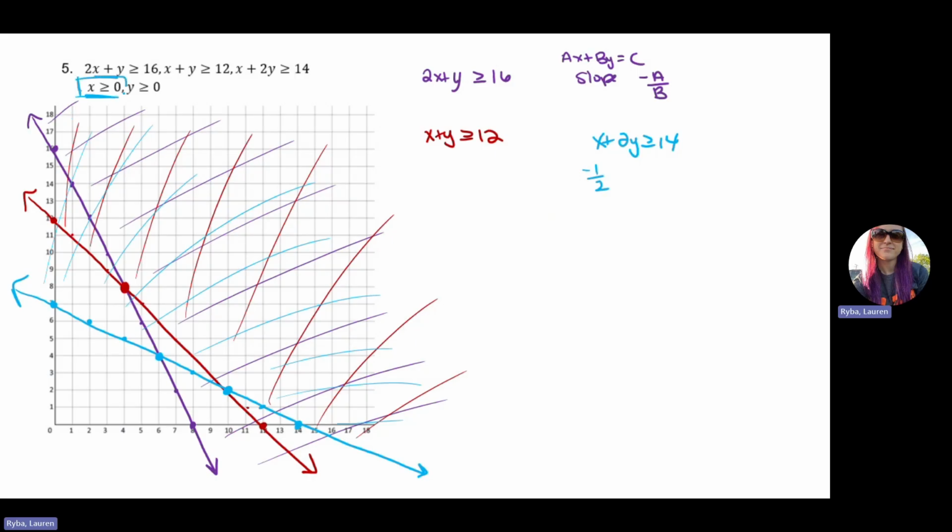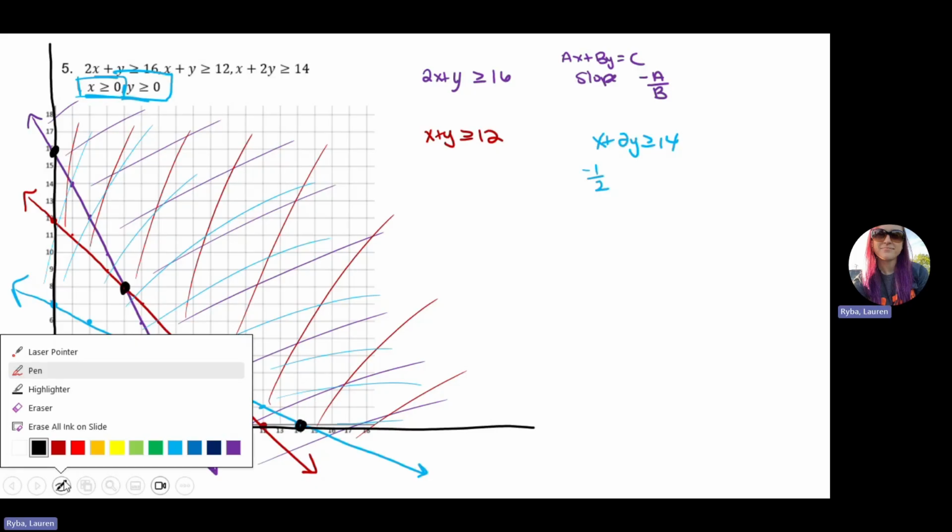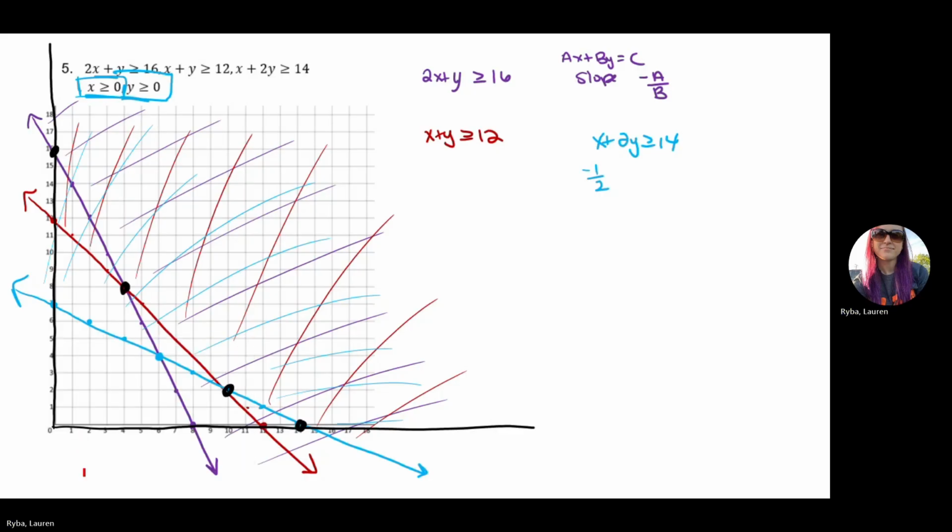Also noting that everything's going to be positive, okay? So I cannot go past the x-axis. I cannot go past the y-axis. So I need to be above the purple line and the red line and the blue line at all times. So that is going to be like a color I didn't use yet.